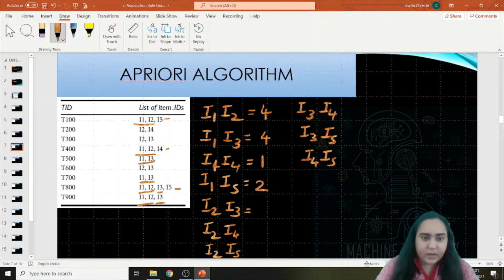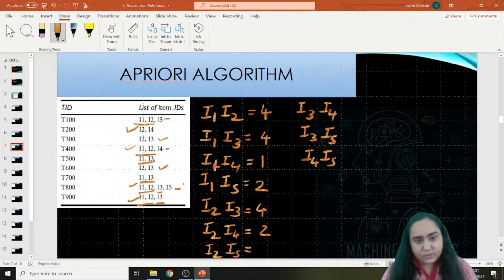I2 and I3 are appearing here: 1, 2, 3, and 4. So support count will be 4 for I2 and I3. Next, I2 and I4. So I2 and I4 appear here, 1. That's all. I2 and I4 also appear here as well. So 2 will be the support count. I2 and I5. So it appears here, I2 and I5, and here as well. So the support count is going to be 2 again.